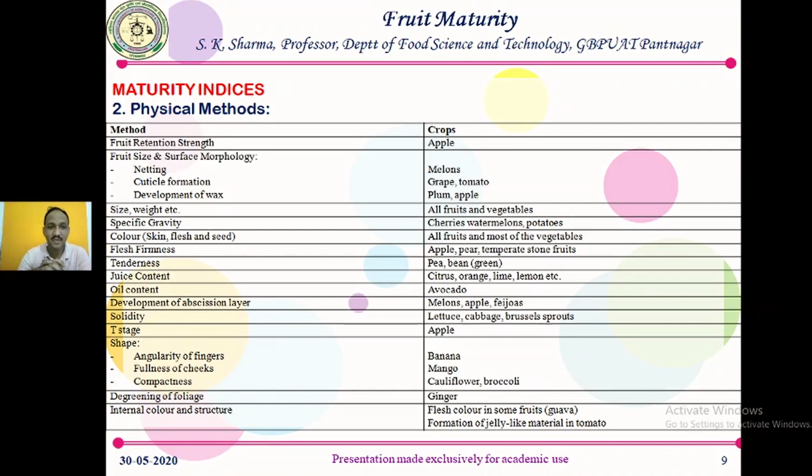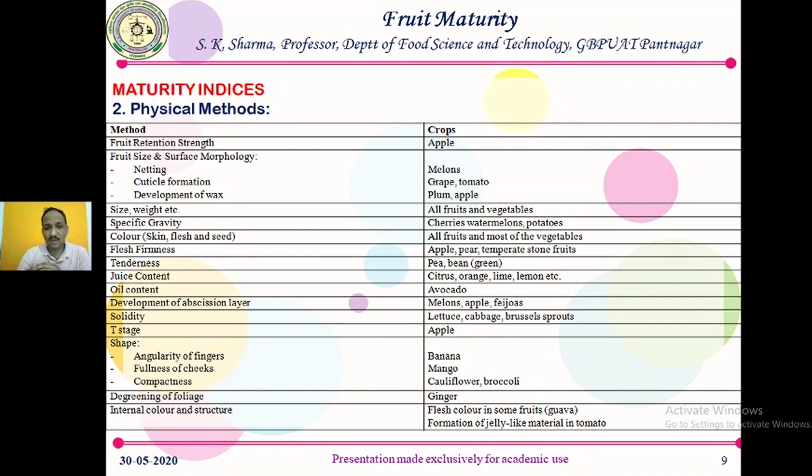So these are the things, and these are applicable for some specific crops. Then there are some others, say for example size and weight. Based upon the previous year's experiences, we can just say now the size has become this much, so the fruit is ready for harvesting. Weight has become this much, so the fruit is ready for harvesting. This is how we can make an idea.